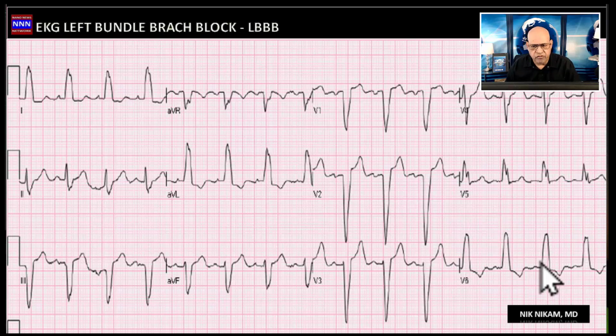Now let's look at the ST-T segments. As you can see in the anterolateral leads, the ST-T segments are going in the opposite direction of the main QRS complex. So these are called discordant ST-T changes, or left bundle branch block with reciprocal ST-T changes. The ST segment is going downslope with an inverted T wave, and that is coming up to reach the baseline. That is characteristic of the left bundle branch block.